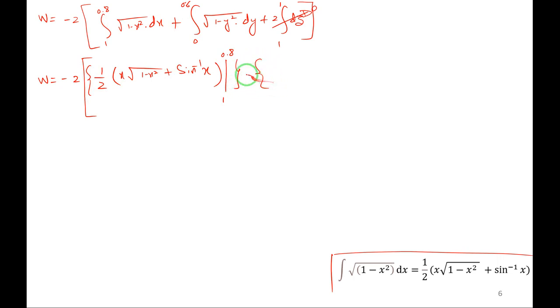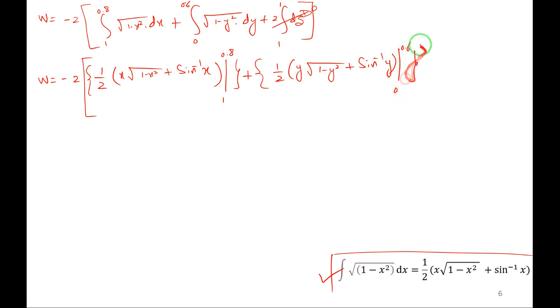Then the second one, plus, open: the same thing in terms of y, 1 by 2 into y root of 1 minus y square plus sine inverse of y, by making use of this formula. The limits of y vary from 0 to 0.6.